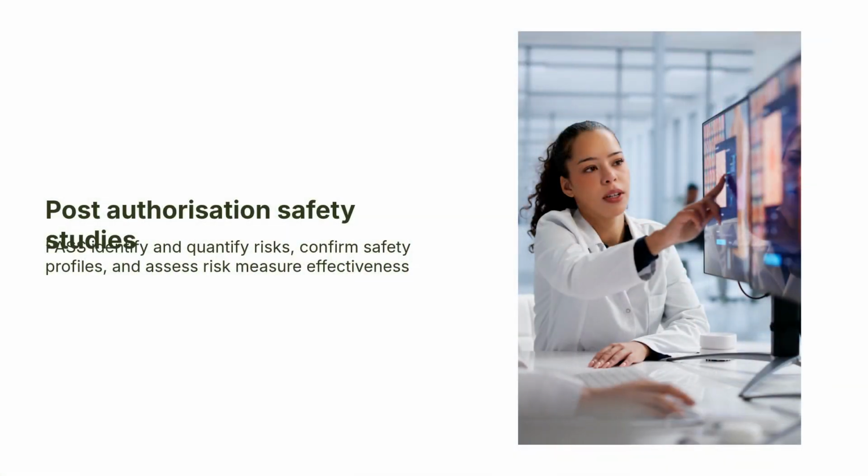GVP Module 8 covers post-authorization safety studies. A post-authorization safety study aims to identify, characterize, or quantify a safety hazard, confirm the safety profile, or measure the effectiveness of risk management measures. It may be a clinical trial or a non-interventional study using routinely collected healthcare data and epidemiological methods. Post-authorization efficacy studies sit in Part 4 of the Risk Management Plan and answer remaining efficacy questions rather than safety questions.